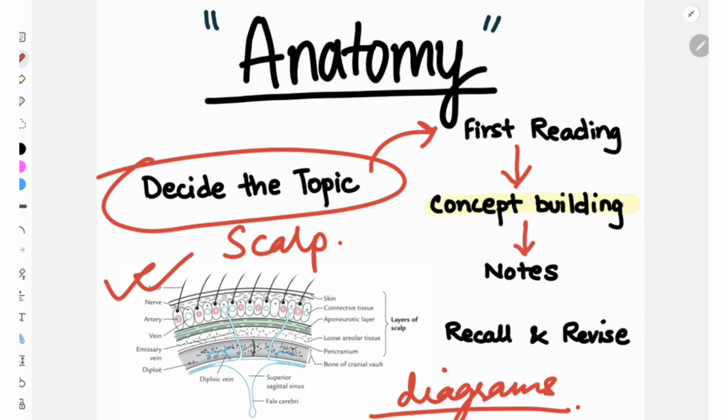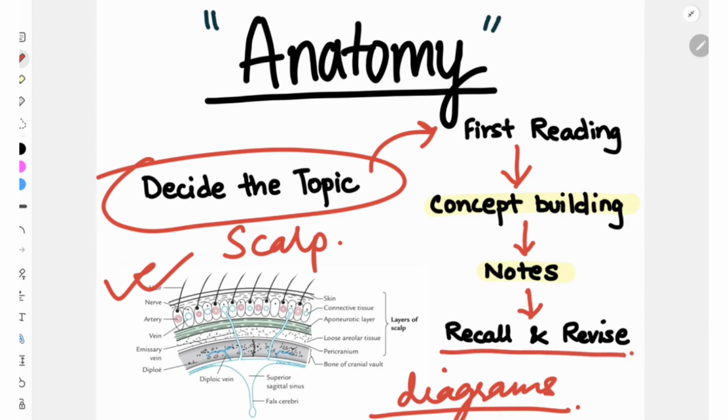Most of you, when you're reading the topic, do not correlate, you do nothing, you just read the topic and move directly to notes. No, you do not have to do that. You have to first build your concepts, understand what you're studying, and then make the notes. Now after making the notes, make sure you try to recall and revise as much as you can.